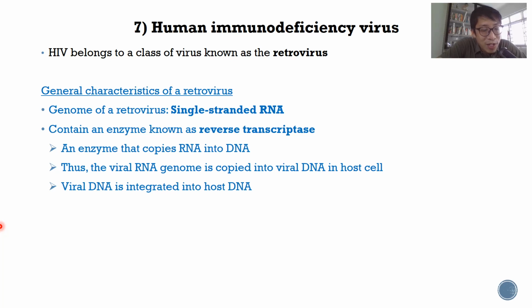Transcription, as you have learned before, is when DNA is copied to RNA, right? So reverse transcription is the opposite. The RNA is used to be copied into DNA, right? So such viruses would copy their single-stranded RNA genome into DNA, and the DNA would then be integrated into the DNA of the host cell that these viruses infect. Later when we look at the reproductive cycle of HIV, we will see that this will happen.